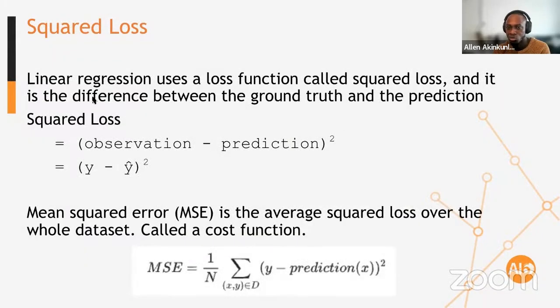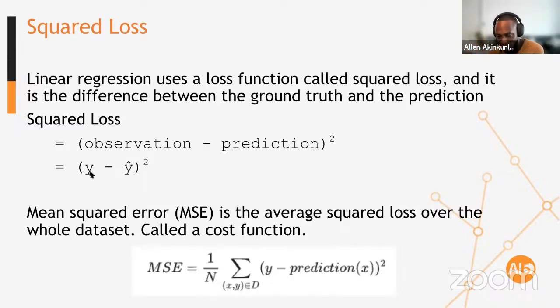So the squared loss is the difference for linear regression, particularly. It's the difference between the ground truth and the prediction, right? So this is the ground truth or the observation. So the difference between them, and you square it. And the reason you square it is you don't want negative, you want just absolute values. You don't want maybe negative value to cancel out positive value. So you just square it, right? That's why you square them.